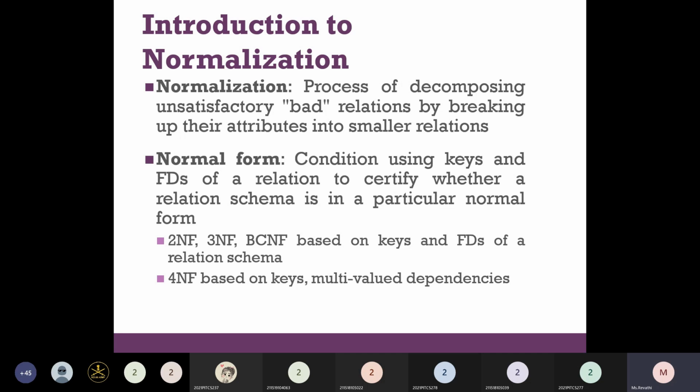Here, the second normal form, third normal form, and BCNF, that is Boyce-Codd normal form, are based on keys and FDs of the relational schema, whereas the fourth normal form is based on keys as well. It works on multi-valued dependencies.